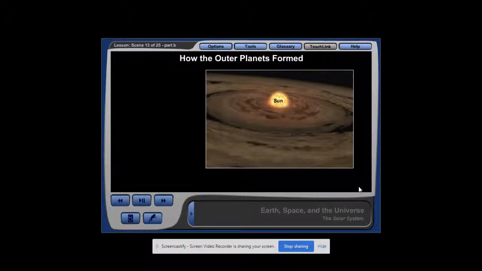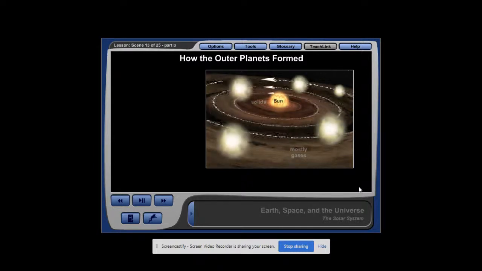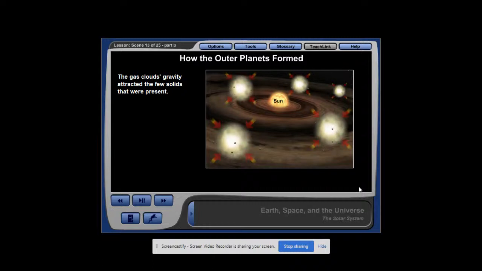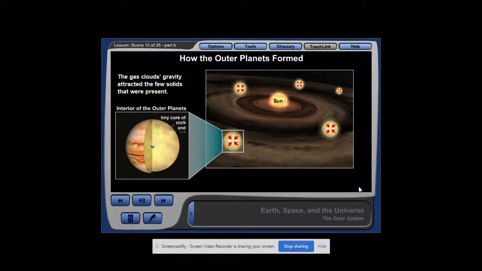When the solar system was forming, areas furthest from the Sun contained mostly gases. Gravity slowly pulled these gases together into large spinning clouds. Eventually, these clouds gained enough mass to produce a large amount of gravity, which attracted the few solids that were present. Over millions of years, gravity pulled these solids towards the center of each cloud. This formed a tiny core of rock and ice at the center of a huge ball of gas, and the outer planets were formed.